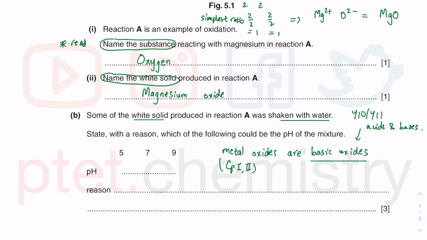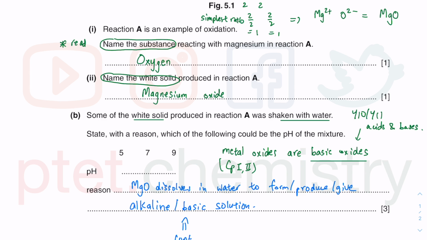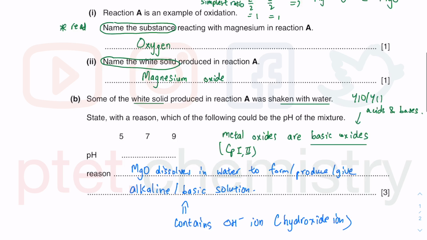But why is that? Well, because they dissolve in water. So MgO dissolves in water to give you an alkaline solution, or you can say basic solution. Alkaline or basic solution means they contain OH- ion. OH- ion is what you call hydroxide ion.